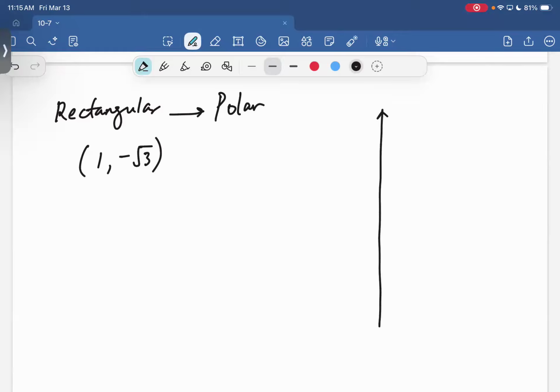And so it's very straightforward to go to polar coordinates. You just plot it on the plane and you figure out which quadrant it's in, what's the radius, what angle it makes with the positive x-axis, right? So 1 comma negative root 3 is somewhere here, right? Root 3 is longer than 1, so we know the angle is going to be, what is that? 4 pi over 3?